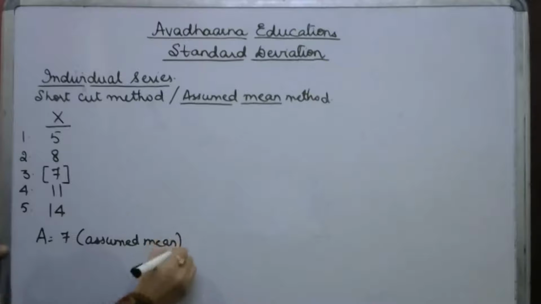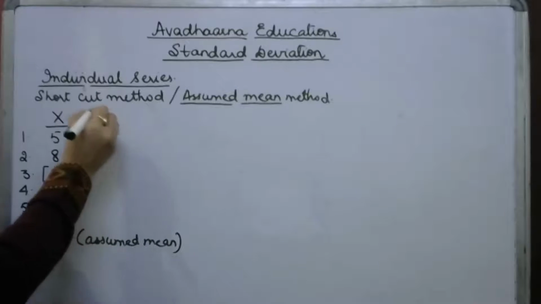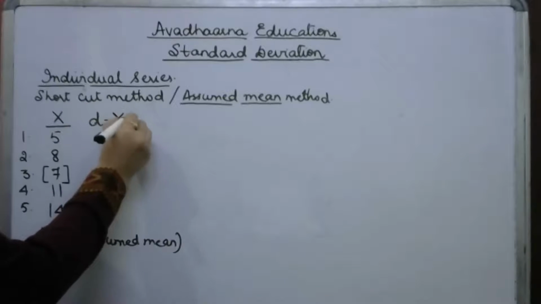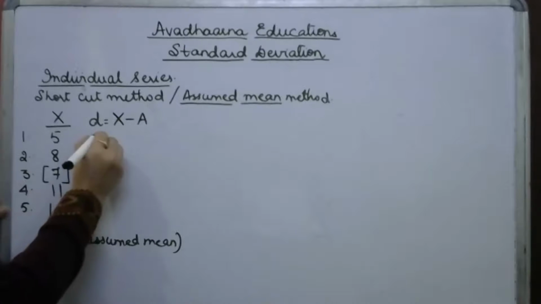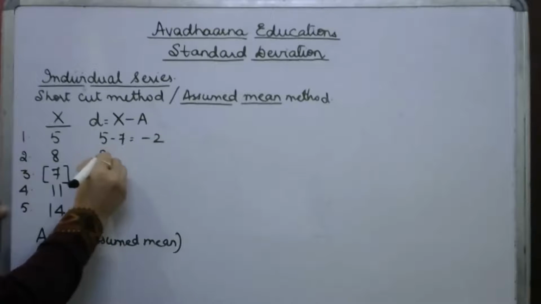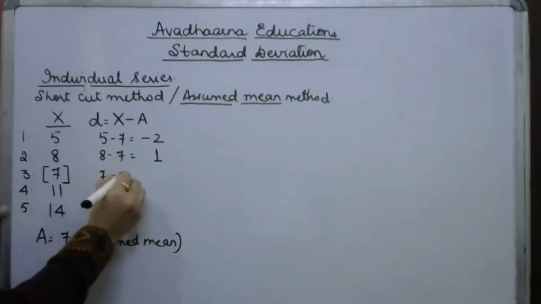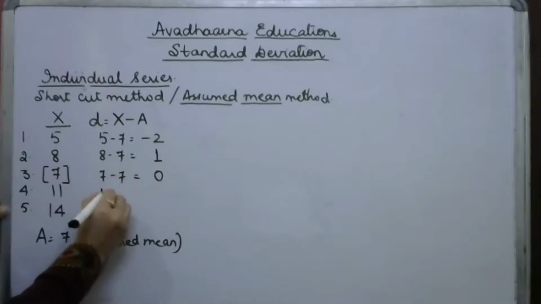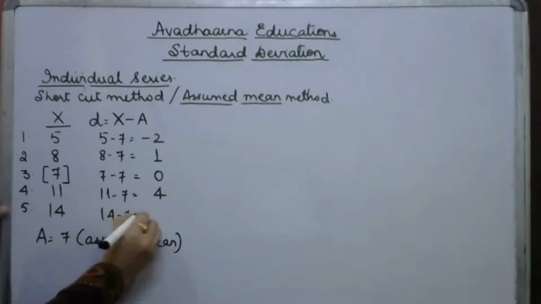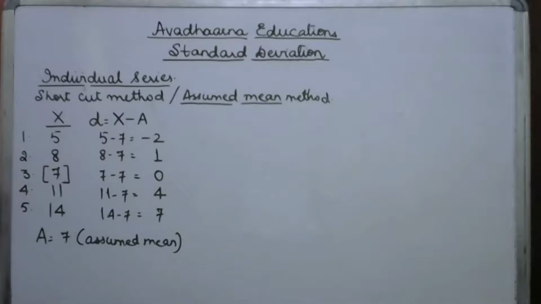Next step is to calculate deviations, that is small d. Deviations of the items from the assumed mean will be x minus a. So this is 5 minus 7, which is equal to -2. 8 minus 7 is equal to 1. 7 minus 7, 0. 11 minus 7 is equal to 4. And 14 minus 7 will be 7. Now, beta, you can take any assumed mean.